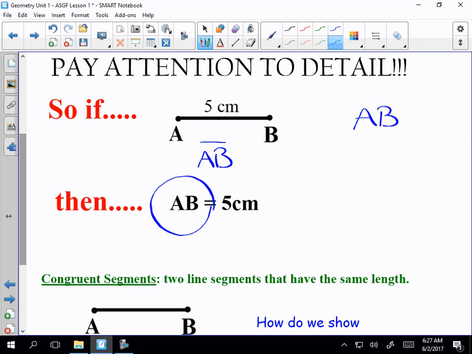If you're talking about the line that goes on to infinity in both directions, we would need the arrows. If we're talking about the segment, we would need the defined line, start and finish, no arrows. And if we're actually talking about the length of a segment, there is no notation on top of it, and that's where we would have the equal to 5.